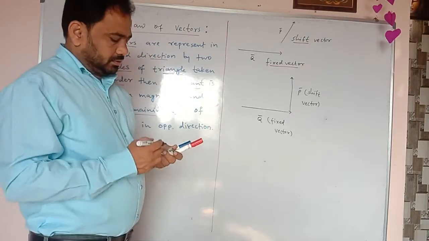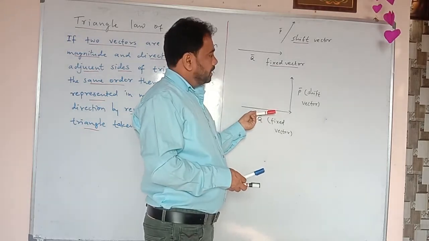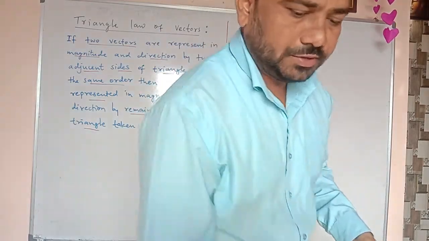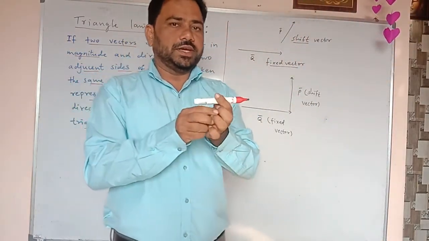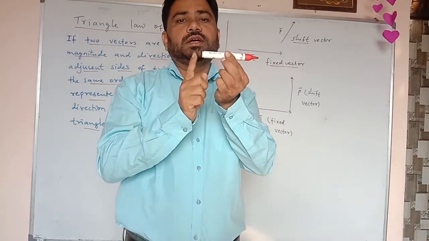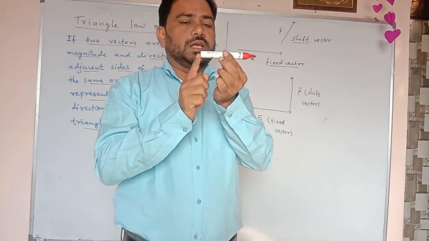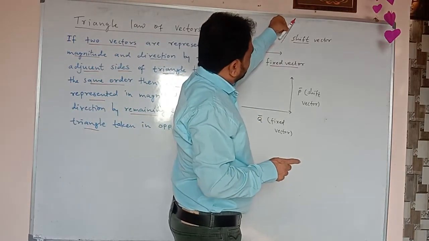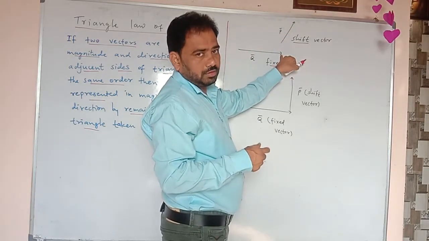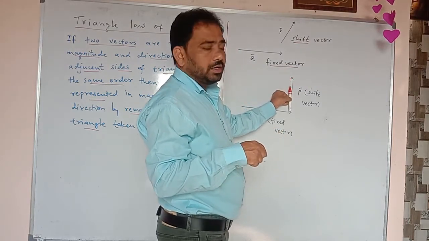Okay, what we have done here is we have taken the fixed vector as it is, and the tail of the shift vector. Suppose this one is the vector; it has a head, and this one is the tail. Tail means the starting point. Suppose this one is the shift vector, and you have to put this shift vector on the head of the fixed vector. So this shift vector is placed on the head of the fixed vector.